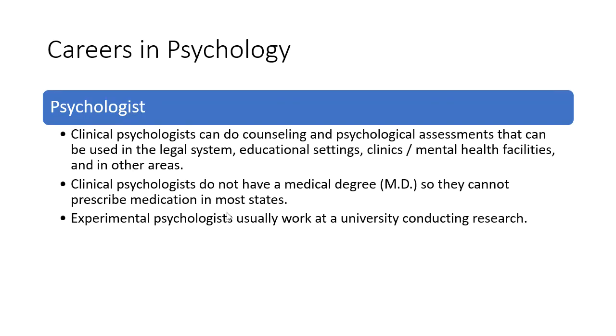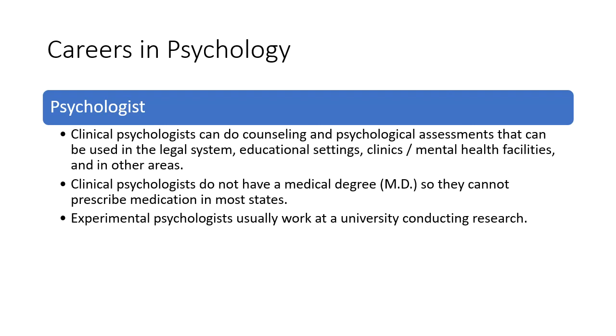They can work in legal settings and educational settings, and in, I think it's 3 or 4 states, they can prescribe psychiatric medication. One of the biggest misconceptions is that psychologists can prescribe medication, and like I said, it's only in 3 states, and a very, very small percentage of psychologists actually prescribe medication. So most of the time, psychologists can't prescribe medication. Another type of psychologist is the experimental psychologist, and they usually are professors and work at a university doing psychological research.